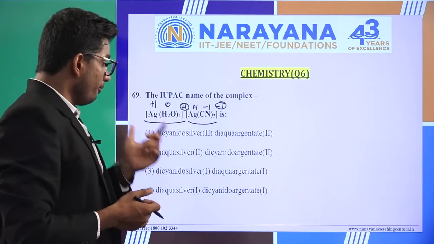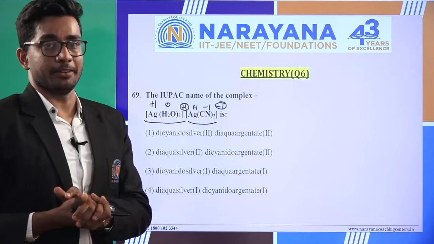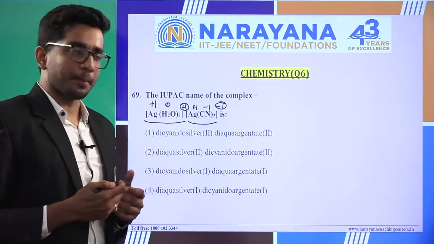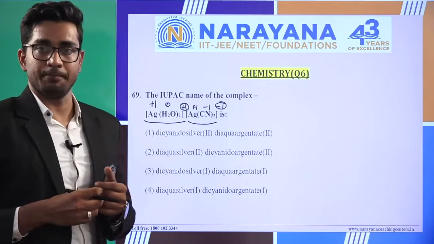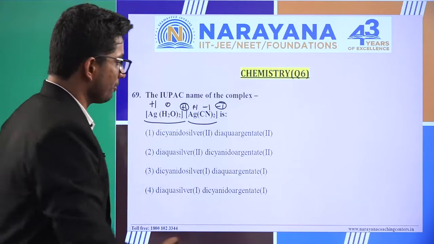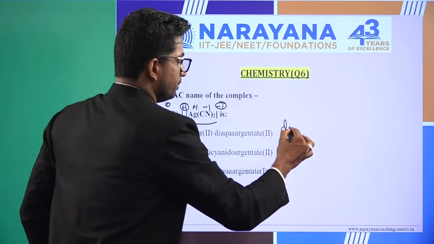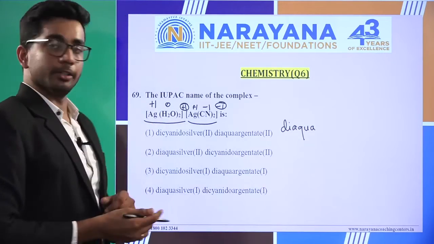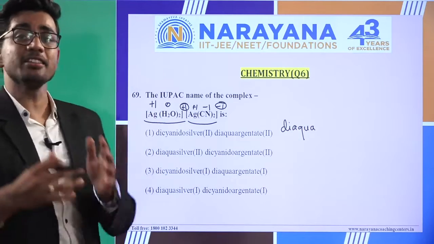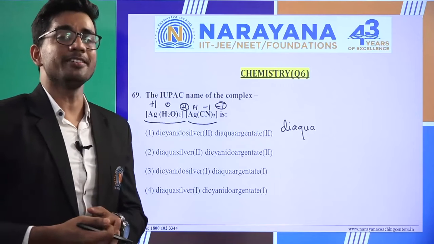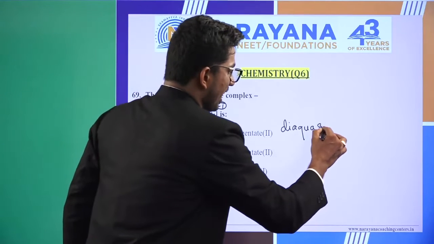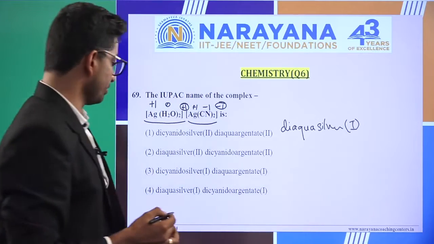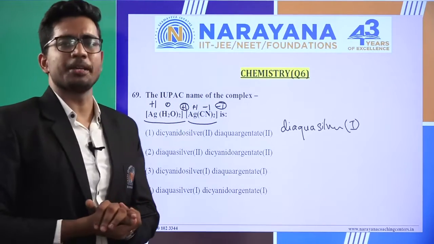Next, first we have to write the cationic sphere. Here we can see water is the ligand and two water molecules are present. For water we use aqua, so we are going to have diaqua. Then we have silver, and what is the charge on silver? It is +1, which has to be written in Roman numerals. So that will be diaquasilver(I). That is fine. Let's move to the anionic part.